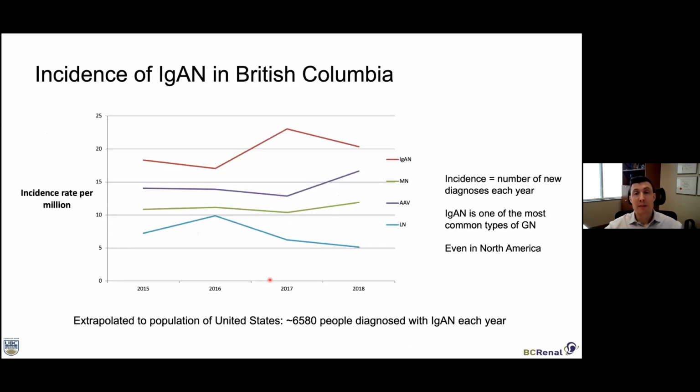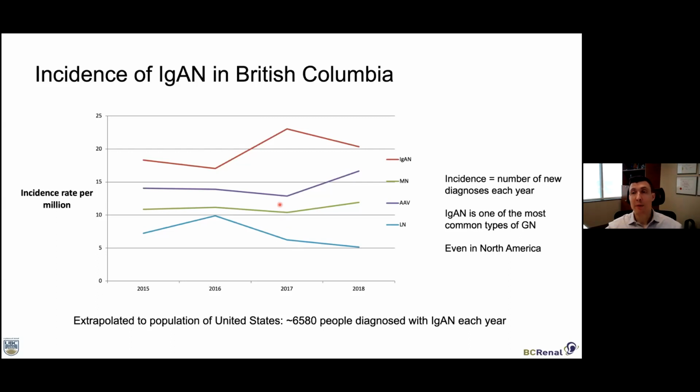So if you look at the incidence of IgA nephropathy in British Columbia, it's around 15 to 20 per million population. So what do I mean by incidence? Right now I'm describing the number of people that are newly diagnosed with IgA nephropathy each year. And what you'll notice, it is more common than many of the other kinds of kidney diseases or glomerular diseases, including membranous nephropathy or lupus nephritis. So even in North America, IgA nephropathy is one of the most common causes of glomerular disease.